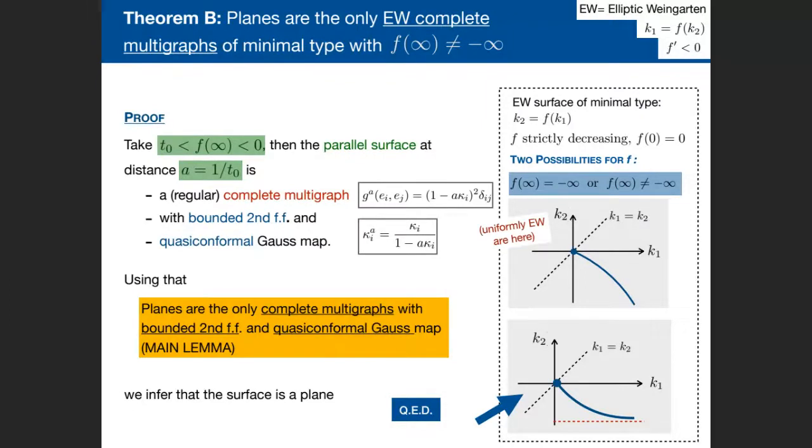Now, in the final part of the talk, I'm going to sketch the proof of the main lemma, and I'm going to explain some facts about quasi-conformal Gauss maps.